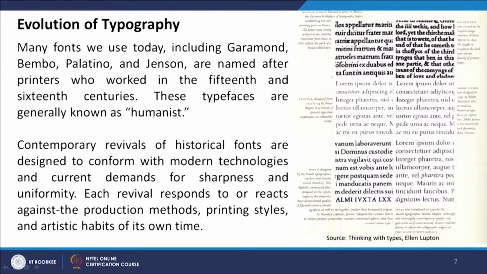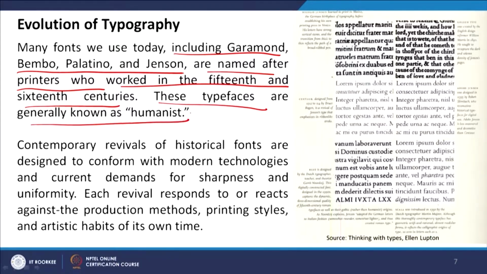Many fonts we use today, including Garamond, Bembo, Palatino and Jenson, are named after the printers who worked in the 15th and 16th centuries. These typefaces are generally known as humanist. These humanist typefaces, which are gradually transitioning from the Gothic style of typefaces, are much more minimal in nature, but still, when we look at the modernist typefaces, humanist typefaces still have this calligraphic style. We will discuss with some examples.